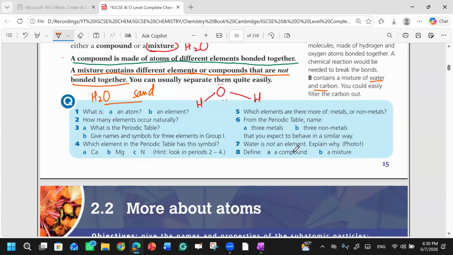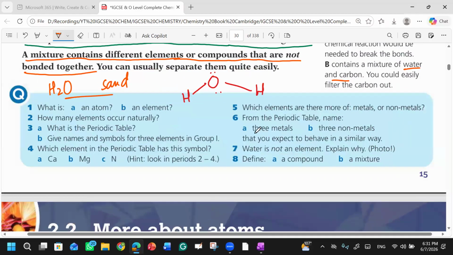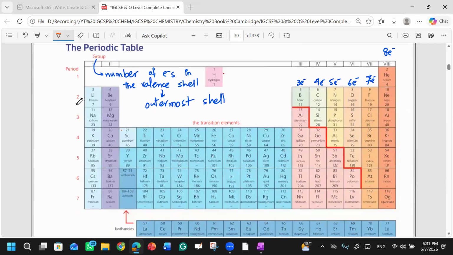Now they have mentioned: from the periodic table, name 3 metals and 3 non-metals that you expect to behave in a similar way. So what can those be? These will have some similarity. Lithium, sodium and potassium, because they belong to group 1. Similarly beryllium, magnesium, calcium. They are saying don't pick elements randomly. Pick in an order.